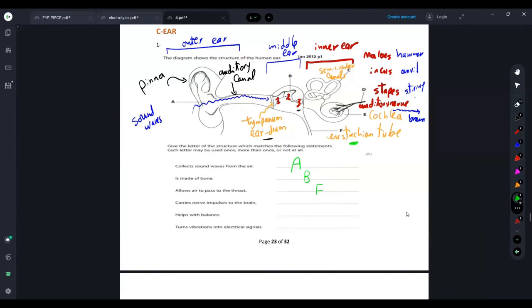Carries nerve impulse to the brain. This is the auditory nerve. Helps with balance: the semicircular canals. Inshallah, later on in more videos, I will go into more details. It turns vibrations into nerve impulses. As I just briefly said, this is found in the cochlea.